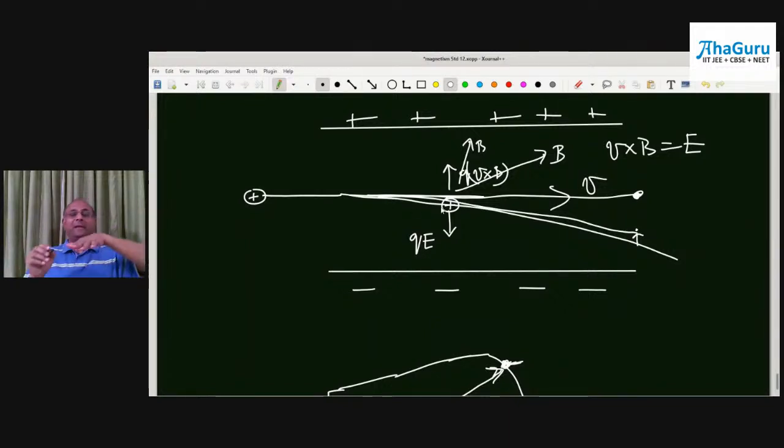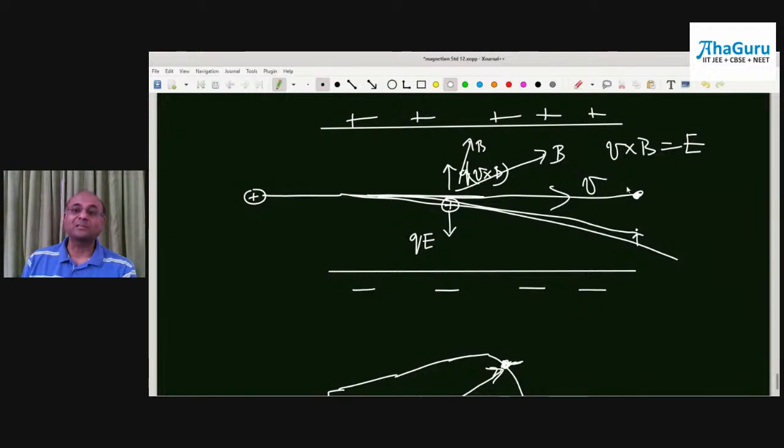But if you made the V and B, E is downwards, no? Electric field is downwards. If I made the magnetic field perpendicular to the electric field, then I can adjust it in such a way that V cross B is equal to E. If it went straight with the particular velocity, it will just go straight. You can use this for many things.